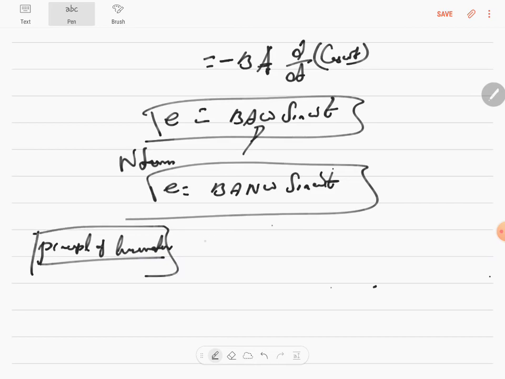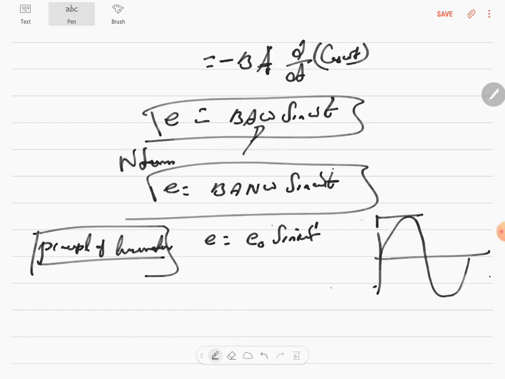So this resembles E is equal to E naught sin omega t. You will learn about E naught sin omega t. You know that the EMF can be a sinusoidal function, so it can be represented where this is E naught. At any instant of time, E is equal to E naught sin omega t. This is the expression, and E naught coincides with B A n omega. So B A n omega is the maximum EMF. Can you see the maximum EMF according to the graph?